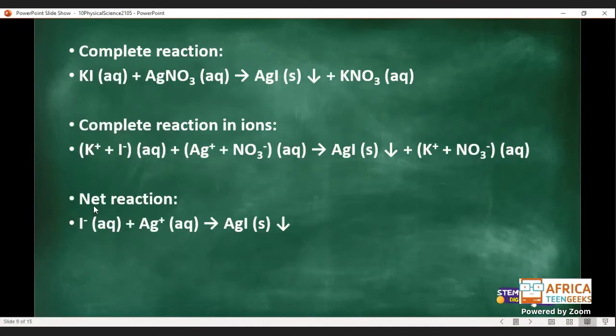And so when I write the net reaction, I do not write the spectator ions on either side. Remember, guys, what I have on the left, I have to have on the right. I can't create matter. I can't make matter disappear. So when I write a net reaction, I'm only interested in the ions that end up giving me that precipitate. Is everybody okay with that?